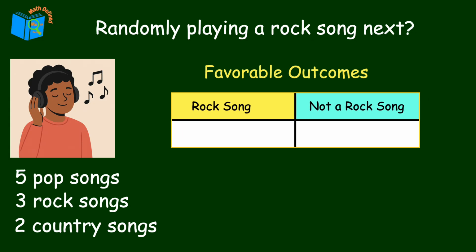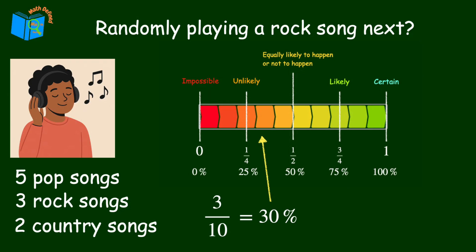Let's use a table. We're looking for rock songs, and we can see that 3 have been played so far. There have also been 5 pop songs and 2 country songs played for a total of 7 not rock songs. So out of a total of 10 songs played, 3 were rock songs. Converting this ratio into a percent gives us 30%. And then placing this 30% on the progress bar, we see that it's just past 25%. So it's unlikely that the next randomly played song will be a rock song.